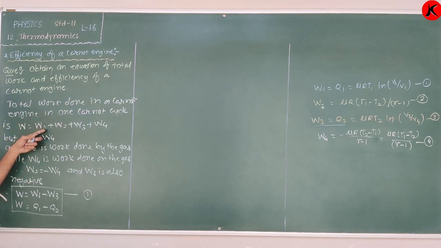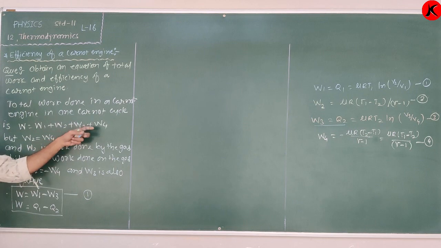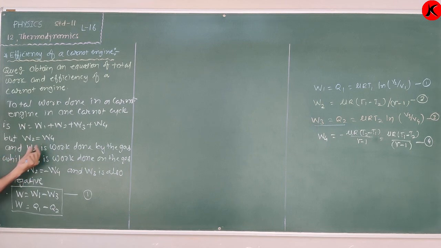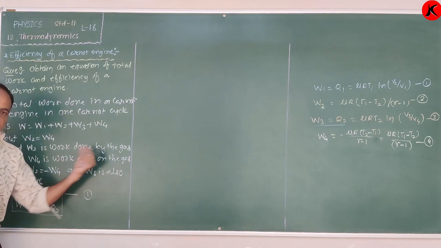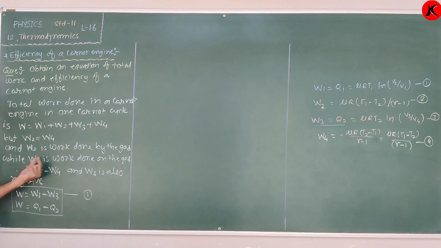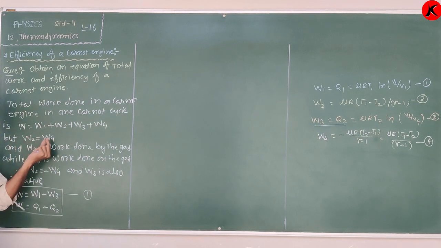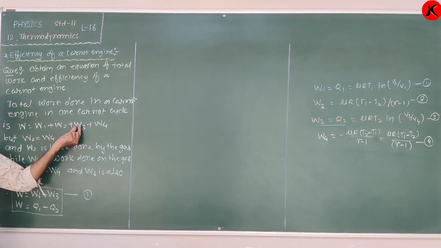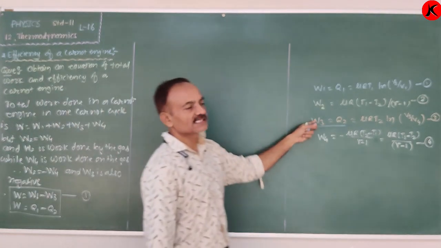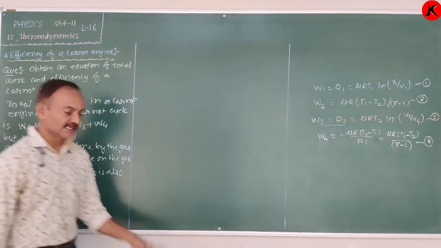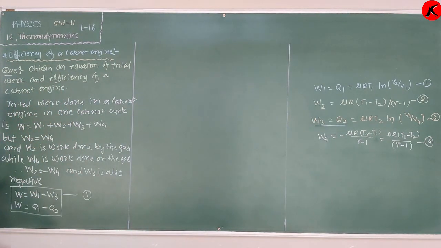W is equal to W1 plus W2 plus W3 plus W4. But W2 is equal to W4, and W2 is work done by the gas, that is positive, and W4 is work done on the gas, that is negative. Therefore, W2 is equal to minus W4. And also, W3 is the work done on the gas, that is also negative, because there is the work done on gas.